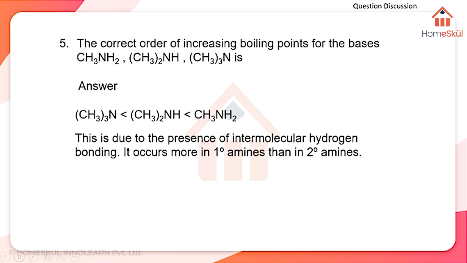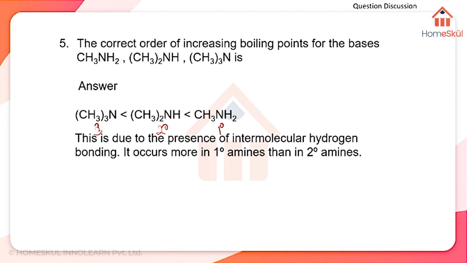That is, the correct order of increasing boiling point for the bases CH3NH2, that is our methanamine, CH3 the whole twice NH, I am not mentioning the IUPAC name here, and CH3 the whole thrice N. We have to arrange them in order of their increasing boiling point. As you know, CH3NH2 is a primary amine, CH3 the whole twice NH is a secondary amine, and CH3 the whole thrice N is a tertiary amine.